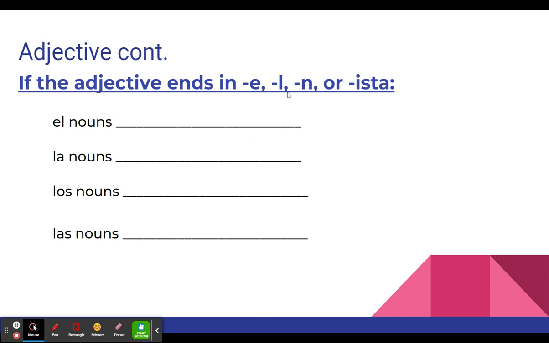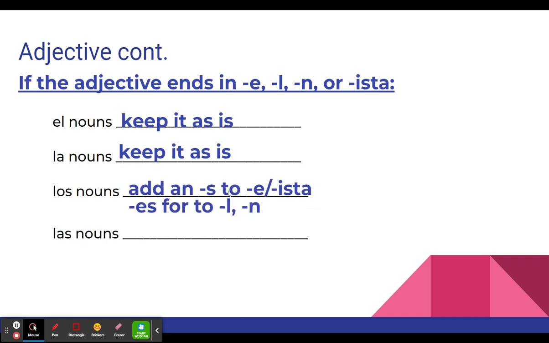So if we have just one thing, we leave them as it is. But if we have many things that we're describing, we're going to add S's. So if you're going to describe an el noun, you're just going to keep that adjective as it is. So again, if it ends in one of these 4 endings, you're going to keep it as it is. And that's going to be the same for la nouns. For los nouns, we need to make it plural. And to do that, you're going to add an S to the E or ista, and you're going to add ES to L or N. And that's the same rule for las nouns. You're going to add an S to E or ista and an ES to the L or the N.